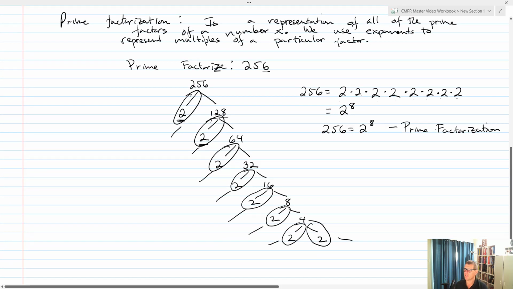And so that's how you prime factorize. Let's take a look at another example. Let's take, for example, that I use now B, and it's 2,304. And I want to create a prime factorization. We'll do that using a factor tree.